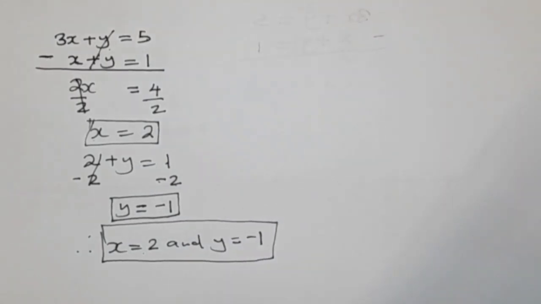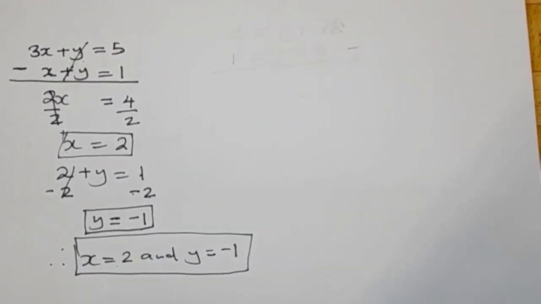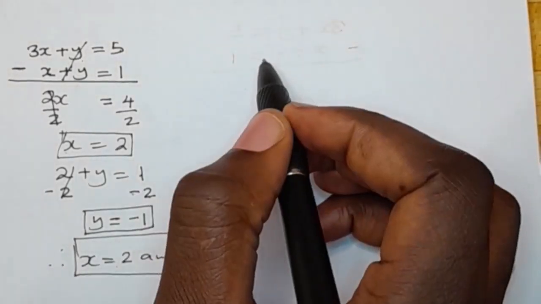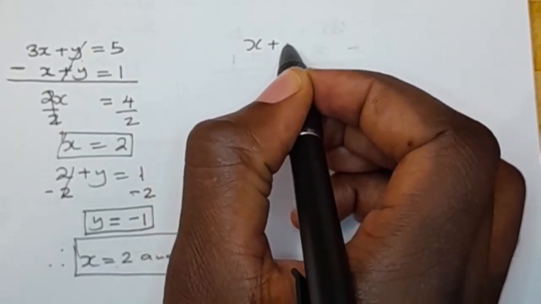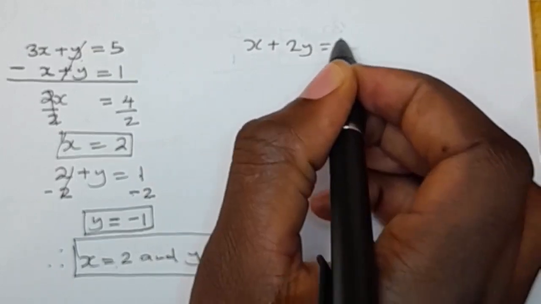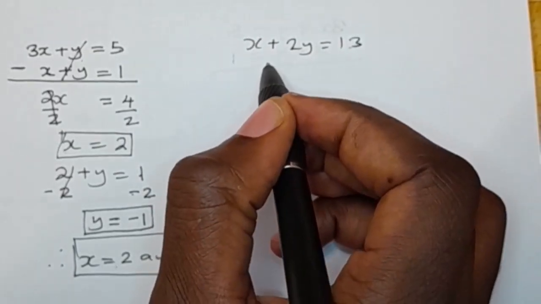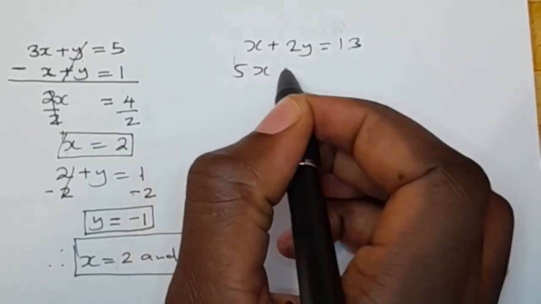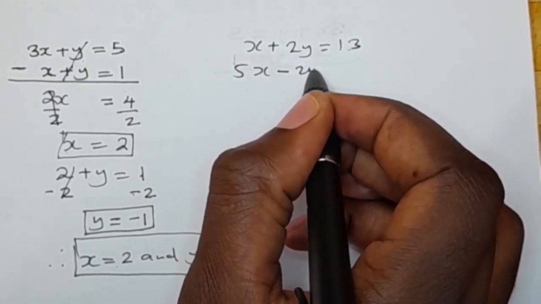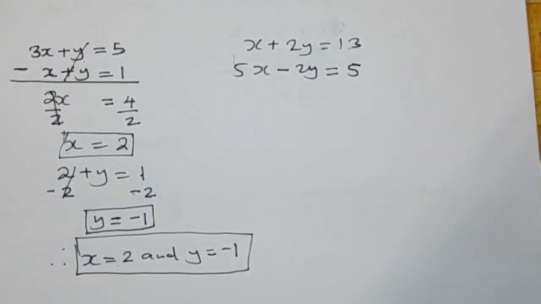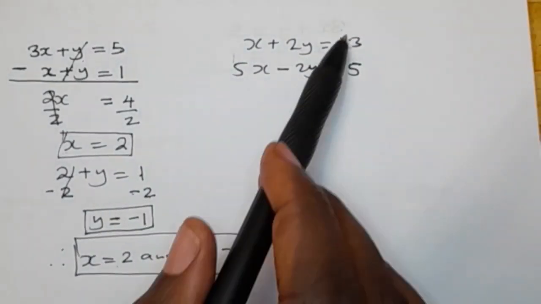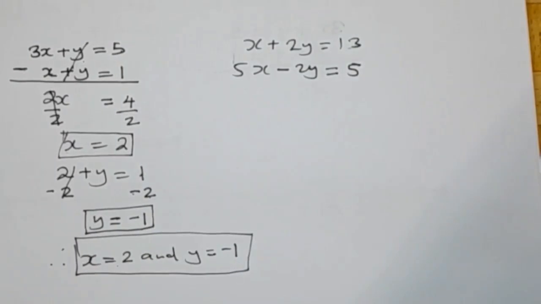Okay, let's look at the second example. We have x plus 2y is equal to 13, and 5x minus 2y is equal to 5. Take a break, pause the video and try to solve this system of linear equations, solving for x and y.